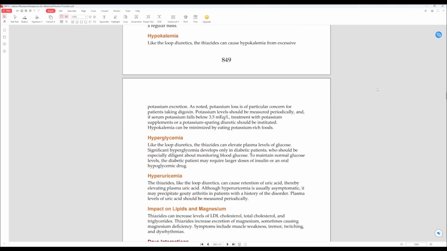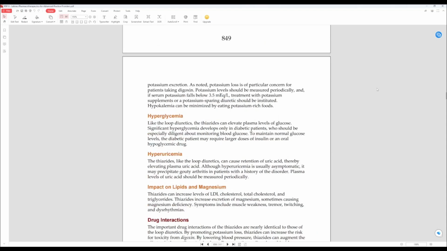Hypokalemia. Like the loop diuretics, the thiazides can cause hypokalemia from excessive potassium excretion. Again, as noted, potassium loss is of particular concern for patients taking digoxin. Potassium levels should be measured periodically, and if the serum potassium falls below 3.5, treatment with a potassium supplement or a potassium-sparing diuretic should be instituted. Hypokalemia can be minimized by having a potassium-rich diet.